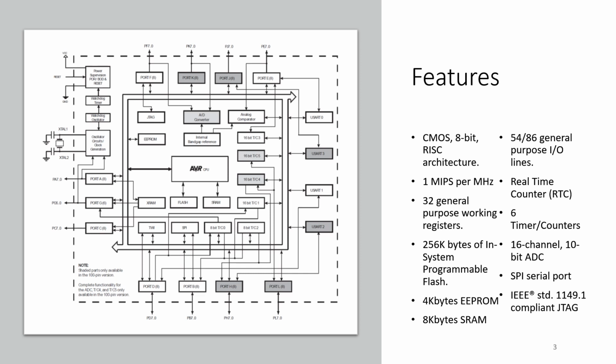The on-chip ISP flash allows the program memory to be reprogrammed in system through a serial peripheral interface, by a conventional non-volatile memory programmer, or by an on-chip boot program running on the AVR core. The boot program can use any interface to download the application program into the application flash memory. The software in the boot flash section will continue to run while the application flash section is updated.